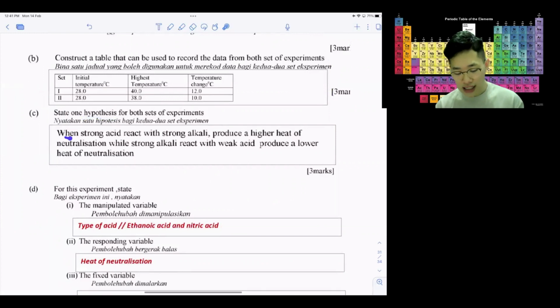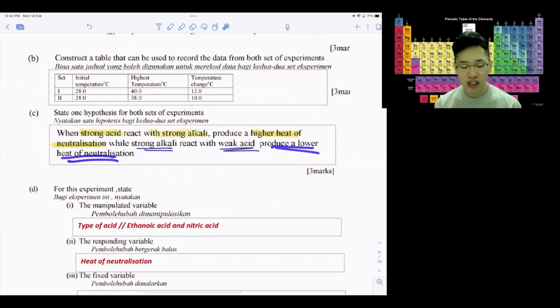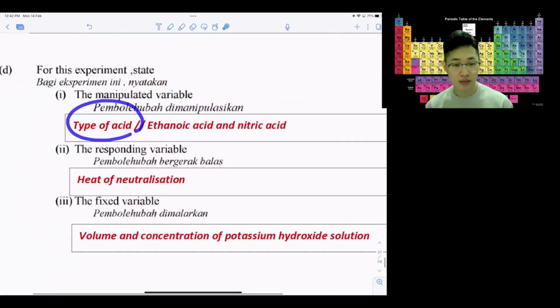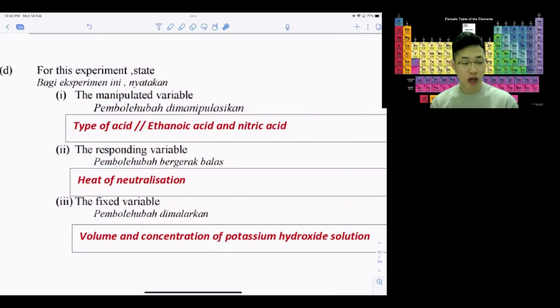When a strong acid reacts with strong alkali, we will get a much higher heat of neutralization. But if you are using strong alkali with weak acid, we are going to get a lower heat of neutralization. So the thing that we change here is the type of acid, strong acid and weak acid. One strong, one weak, so we call it type of acid.